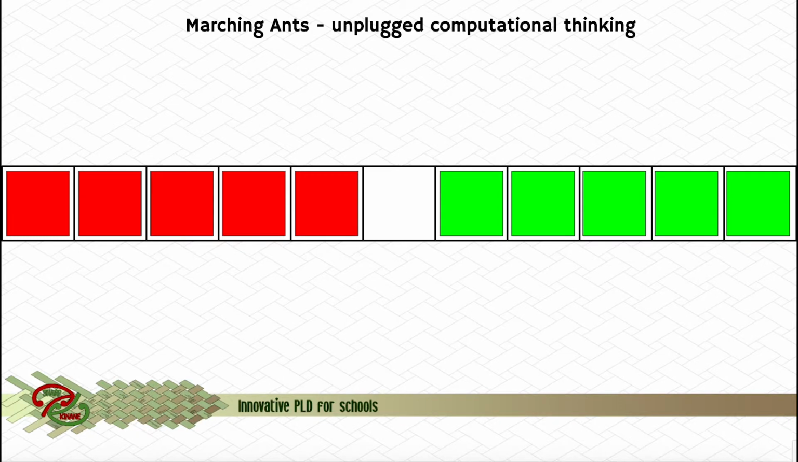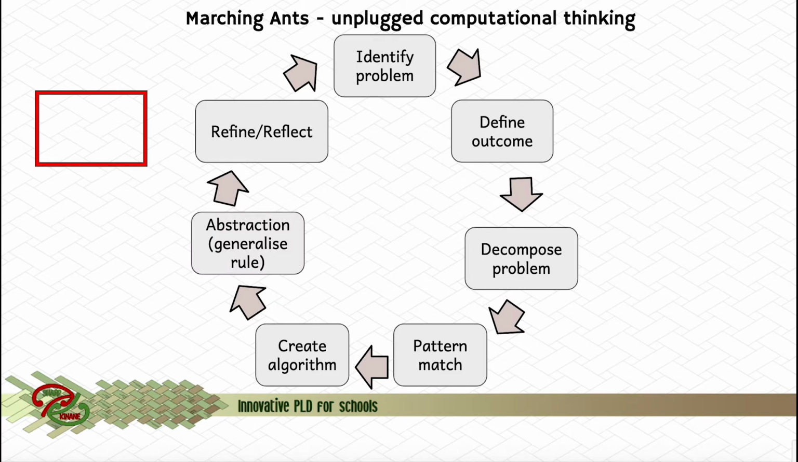The marching ants activity is a really good example of unplugged computational thinking. And I can guarantee that you will have all started off and attacked this problem with the brute force attack, without actually thinking about computational thinking. To solve this problem and any other problem really, we need to apply computational thinking.